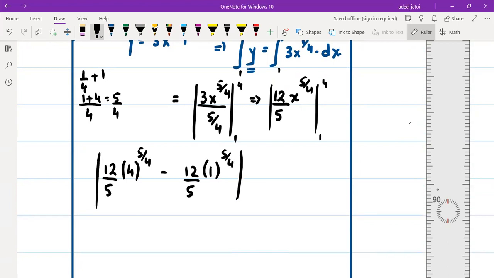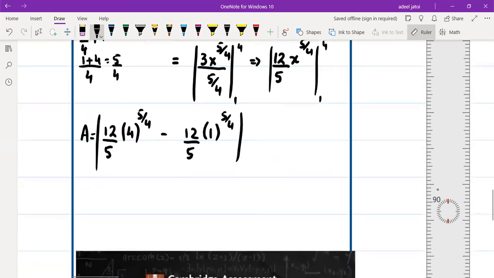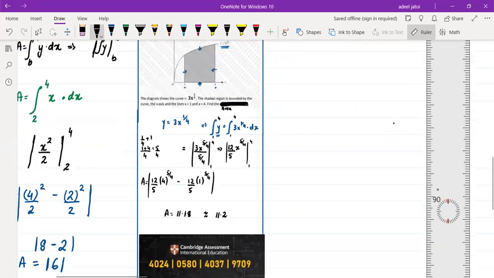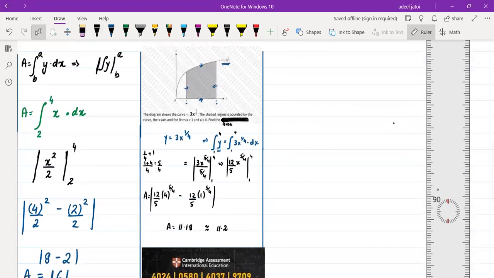So to find the area, we will be solving this in the calculator, putting down the value 4 and putting down the value 1. So the area is 11.18, which can be written as 11.2. So this was one form of the question where you'll be asked to find out the area under the curve.